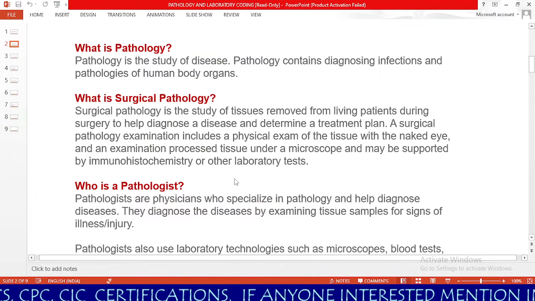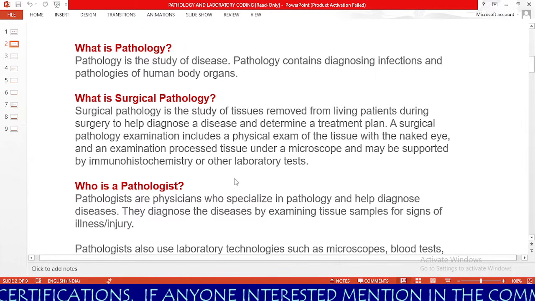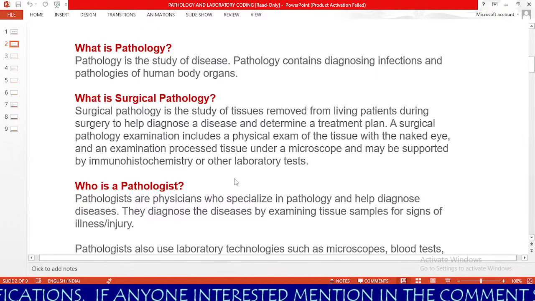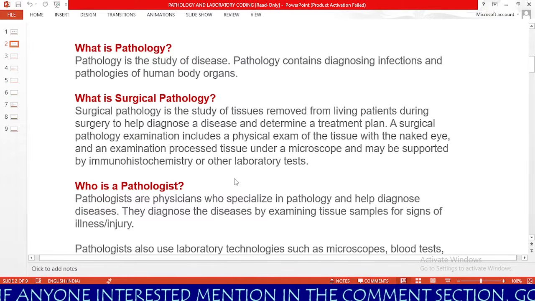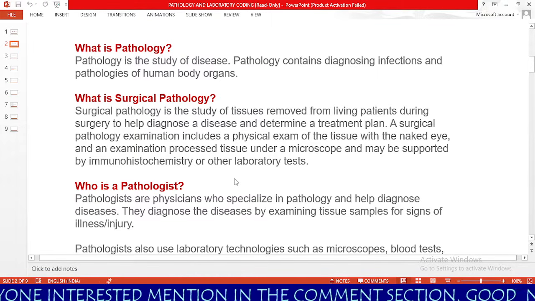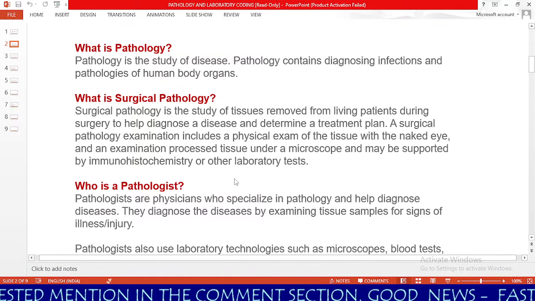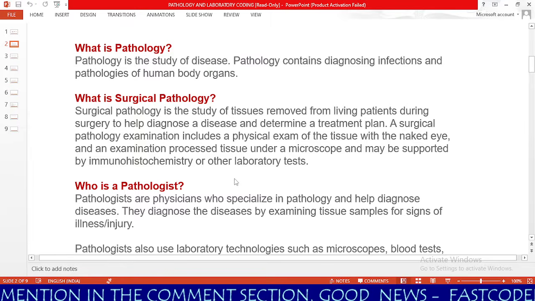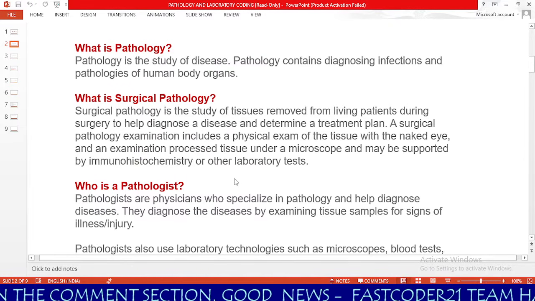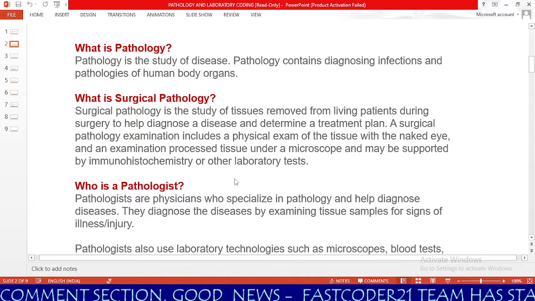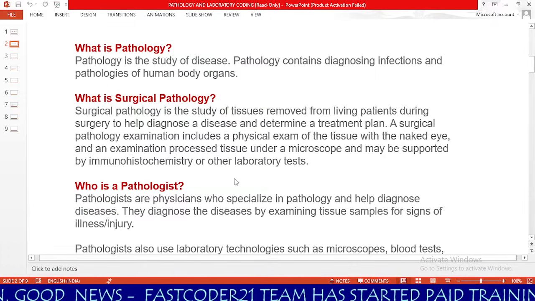Next we will learn what is surgical pathology. The name itself indicates that surgical pathology is the study of tissue removed from living patients during surgery to help diagnose a disease and determine a treatment plan. During surgery, the physician will remove a biopsy sample or some type of tissue from the living patient, and they will send those samples to the surgical pathology department or pathology department.